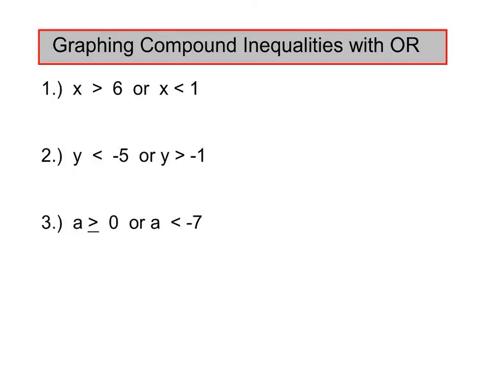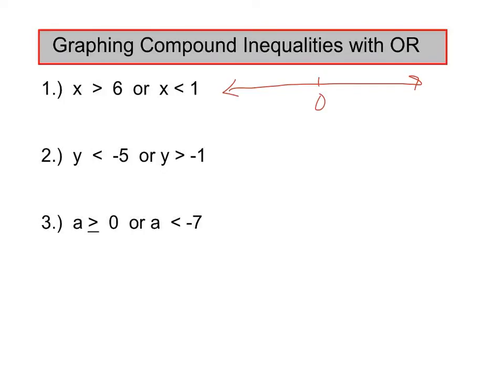Now, let's look at how we graph a compound inequality that has the word "or" in the middle. It says x is greater than 6 or x is less than 1. Remember, on a compound inequality with the word "or", one part of the inequality must be true. So either x must be greater than 6 or x must be less than 1, not both.